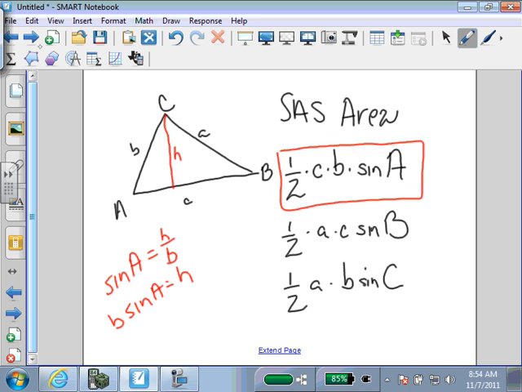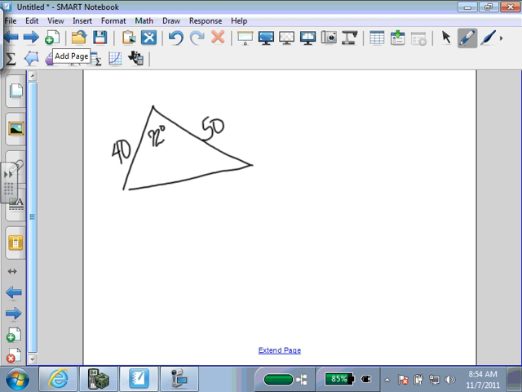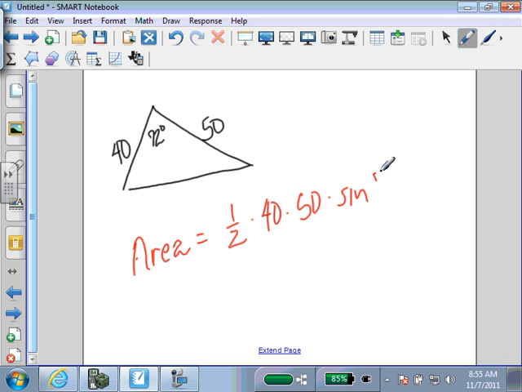So let's try this. Suppose I know one side of a triangle is 40, the next side is 50, and the angle between them is 72 degrees. Well, I don't have base times height, but I can still find the area of this. Area equals 1/2 times 40 times 50 times the sine of 72 degrees.